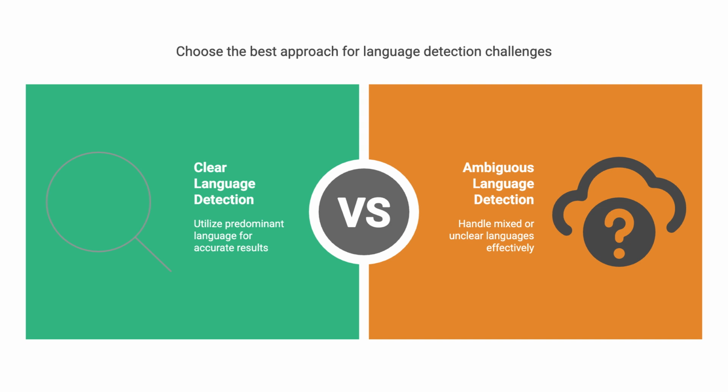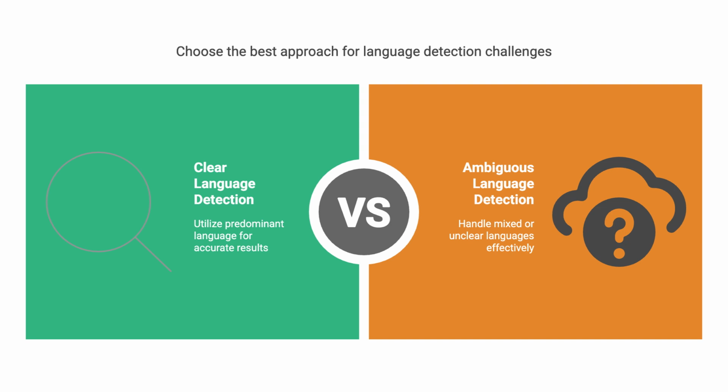Contrast this with the challenge of ambiguous language detection shown in the orange panel with the cloud and question mark icon representing uncertainty. This scenario arises when text contains a mix of languages. Perhaps a user switches between Spanish and English in a single message, or when the text is very short, fragmented, or contains jargon, making definitive identification difficult.